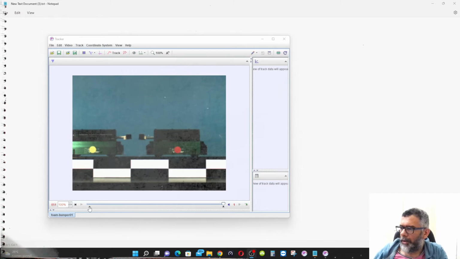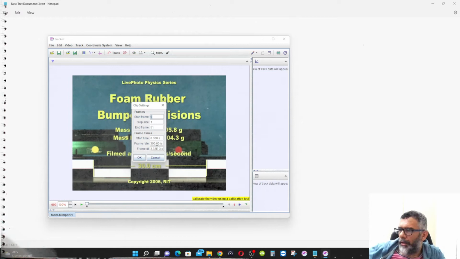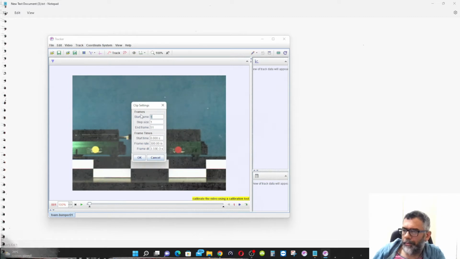By the way, the cards have some information: the mass of the left card is given as 705 grams and the mass of the right card is 704 grams, almost equal masses. The movie is 300 frames per second. Let's check the rating. Yes, that's it. And we're going to start not at the 0th frame but the first frame.